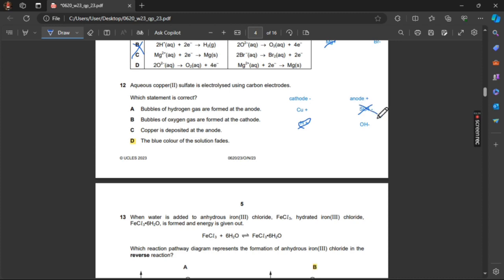So let's remove SO4, and copper is formed at the cathode, so C is incorrect. Bubbles of oxygen gas are formed at the cathode. Oxygen will form at the anode, so this answer is also incorrect. Bubbles of hydrogen gas are formed at the anode. No, there will be oxygen gas, so A is also incorrect. The only answer is D, and it's correct. The blue color of the solution fades in that reaction.